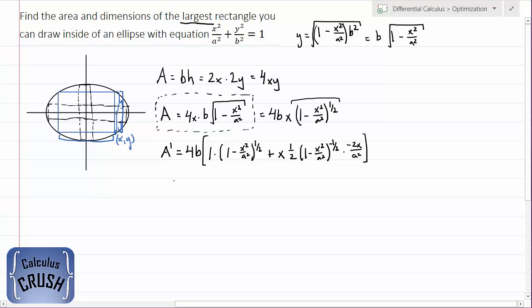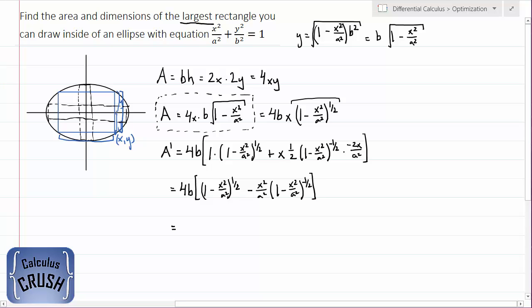Let's do some work in simplifying it now. So what's common between these two? Well, actually, let's take one more step just to write it out and get rid of some terms. We don't need the 1 here anymore. Now we've got a minus 2x, we've got a 1/2, and we've got an x. So that'll give us a minus x squared over a squared, times 1 minus x squared over a squared to the power of minus 1/2.